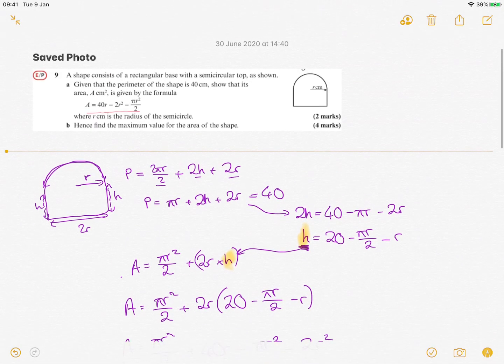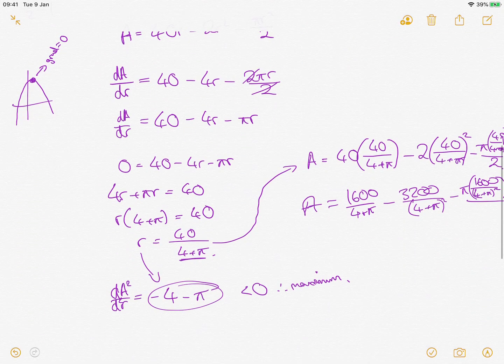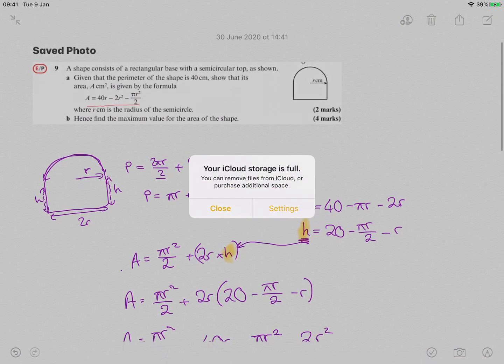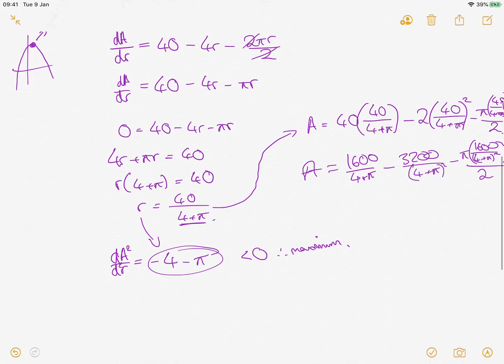I don't know, did they say how to leave the final answer? Doesn't say. So yeah, I don't know how much they want you to simplify it from there, but I think seeing as it's 4 marks, maybe leave it like that. It looks a bit messy, but can't simplify any of these fractions. So yeah, I'll just leave it like that, I think.